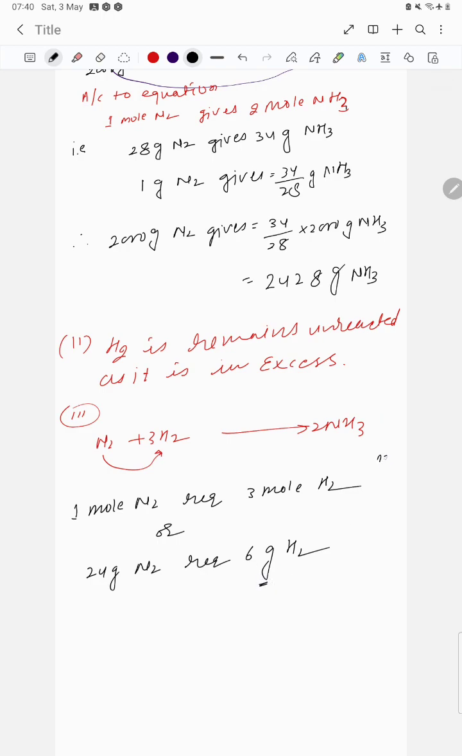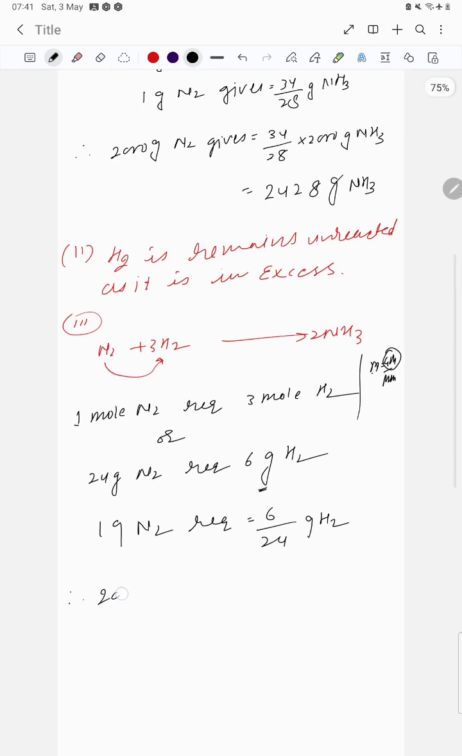How are we writing gram, student? We are just using mole equals gram mass over molar mass. So gram mass is equal to mole into molar mass. Molar mass is 2, mole is 3, so 6. So 1 gram N2 requires 6 by 28 gram H2. Therefore 2000 gram N2 requires how much, student? 6 upon 28 multiplied by 2000 gram H2.